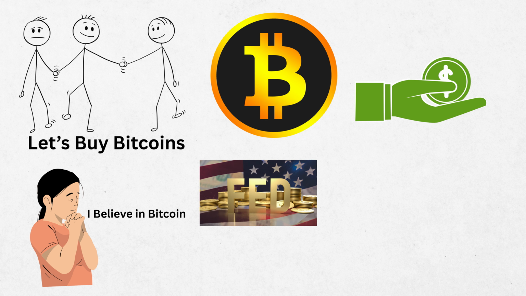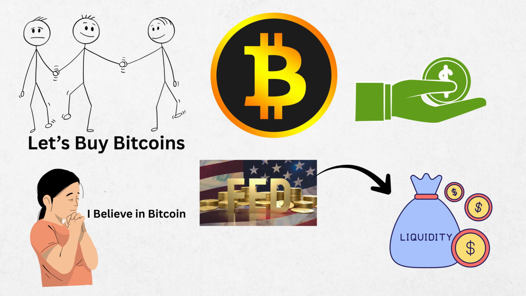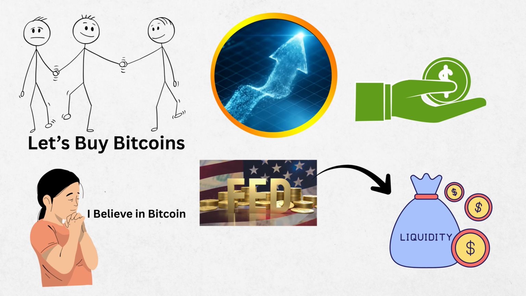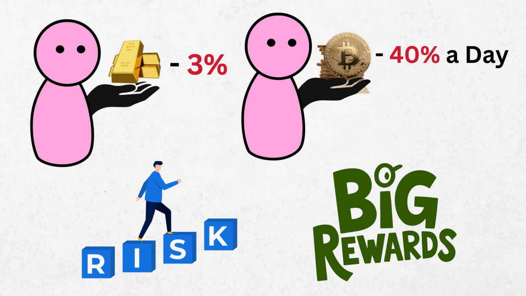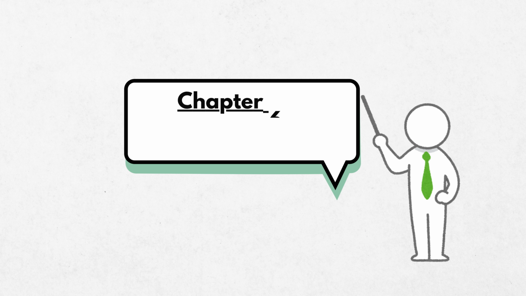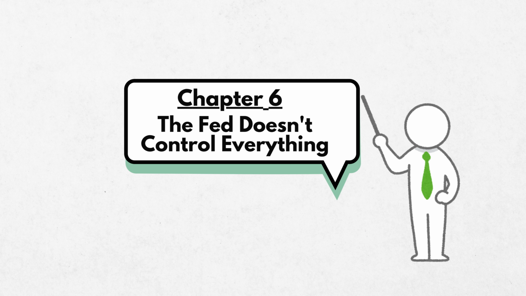That's why every time the Fed increases liquidity, Bitcoin tends to rise too. But remember, Bitcoin is not gold. Gold might fall 3%, but Bitcoin can drop 40% in a day. High risk, high reward. But never forget the difference between logic and greed. Chapter 6. The Fed doesn't control everything.